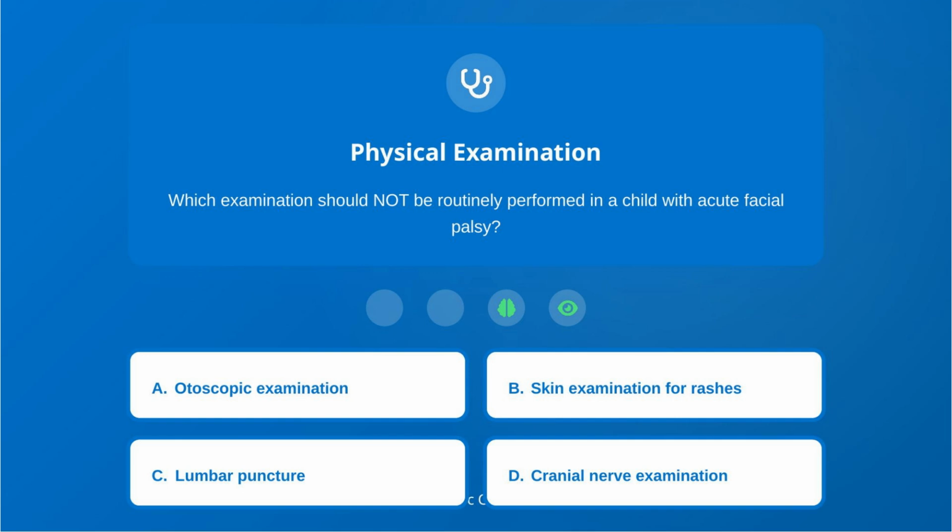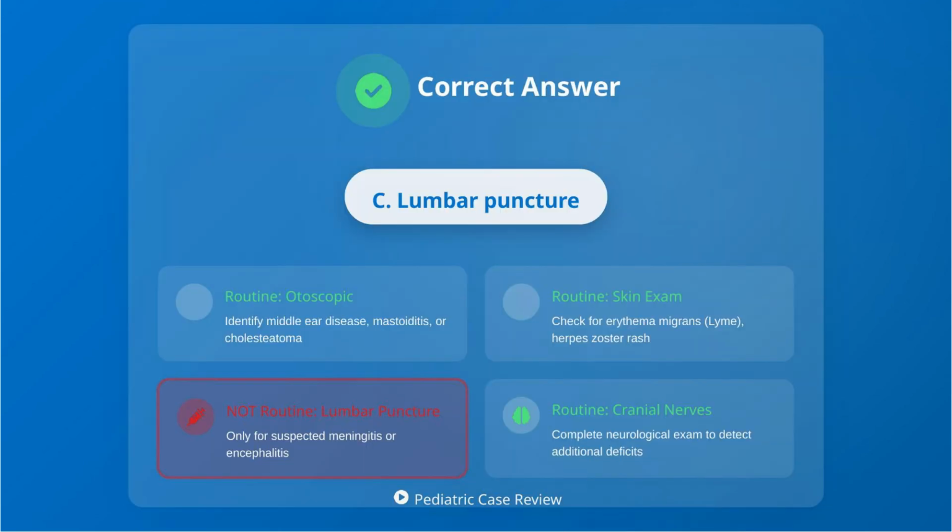Which examination should not be routinely performed in a child with acute facial palsy? A. Otoscopic examination. B. Skin examination for rashes. C. Lumbar puncture. D. Cranial nerve examination. Consider which evaluations are essential parts of the initial workup versus those that might be reserved for specific clinical scenarios. The correct answer is C.